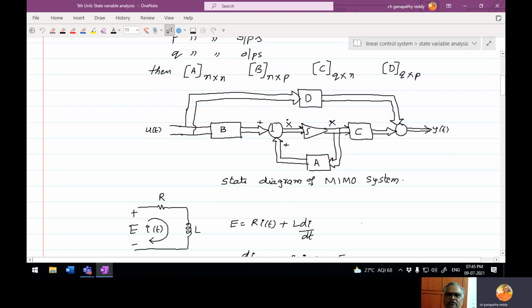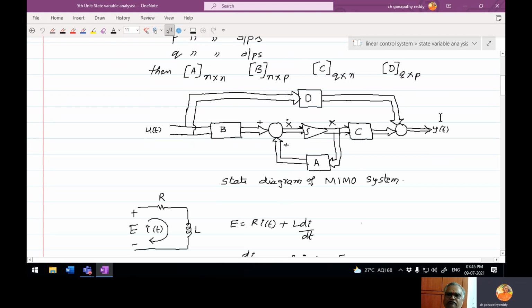Now, here it is x dot. Here it is x. X dot, if you integrate, you will get x. So what is the expression for x dot? x dot is A into x plus B into u of t. That is the state equation.